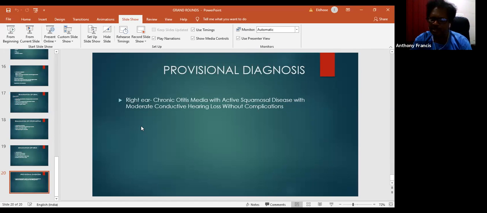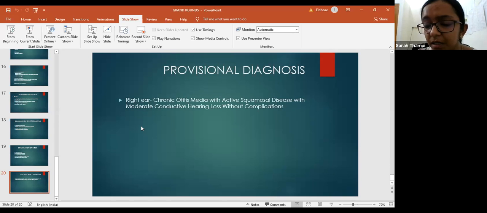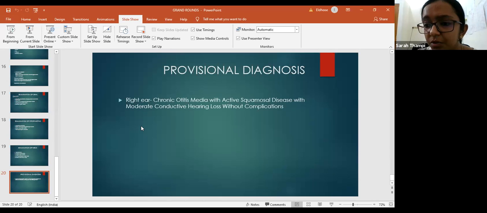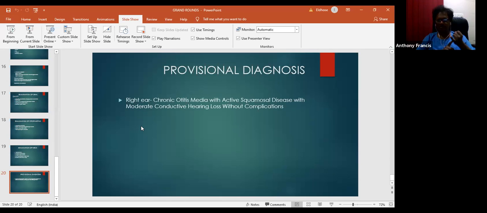So how do you differentiate? If you see a red mass in the external auditory canal, what is the differential diagnosis? Reddish mass in the external auditory canal or on the tympanic membrane, what's the differential diagnosis? Sir, it could be meningitis, sir. Okay. Or if it is behind an intact tympanic membrane, it could be a glomus or active otosclerosis.